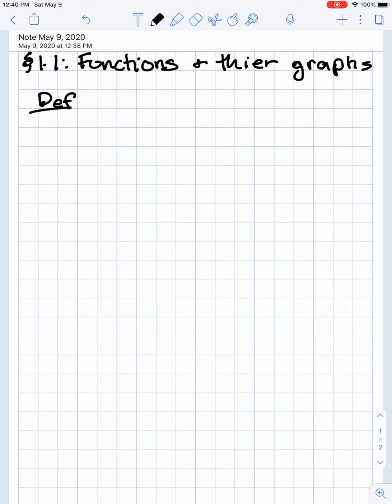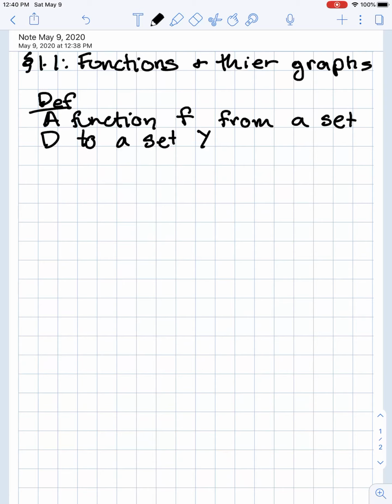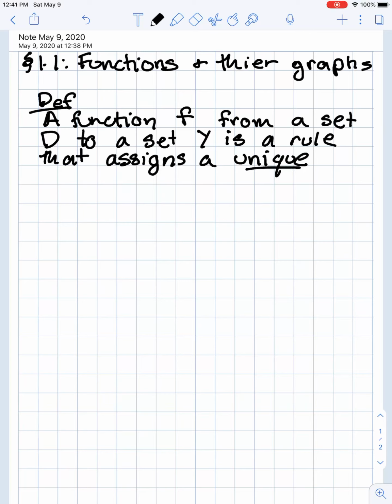We can define a function. Usually we call it f, first letter of function, from a set D to a set Y. A function is a rule that assigns a unique element f of x, that's an element of, right? So it's in Y, to each x in D.